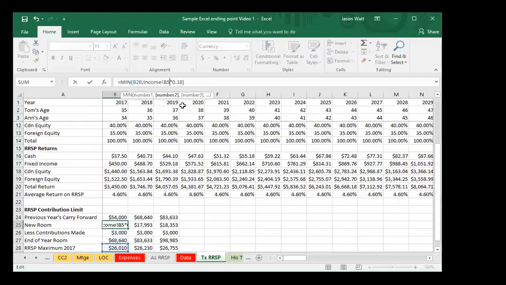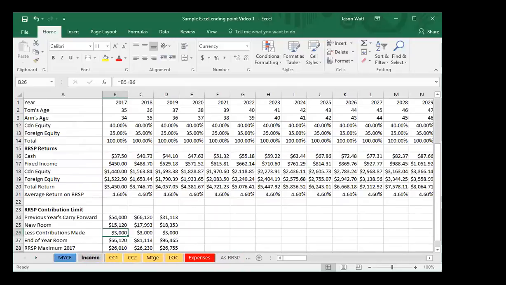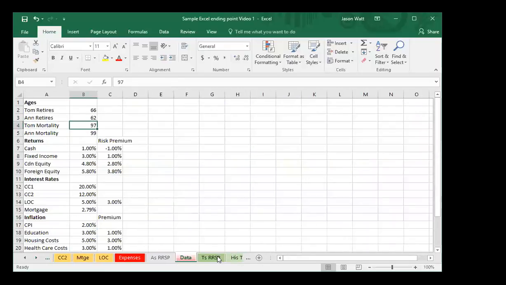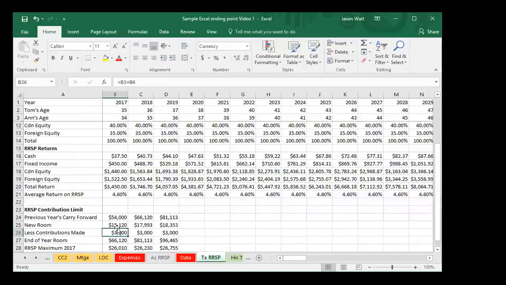That was B5, I hope. Let's just pop back and make sure that's what it was. Yeah, Tom's gross income is B5. So now that'll copy across when we go and fix that. So right now we've got it based on income B5. It's still based on Anne over here, so we just would copy that across, and now we're good to go.